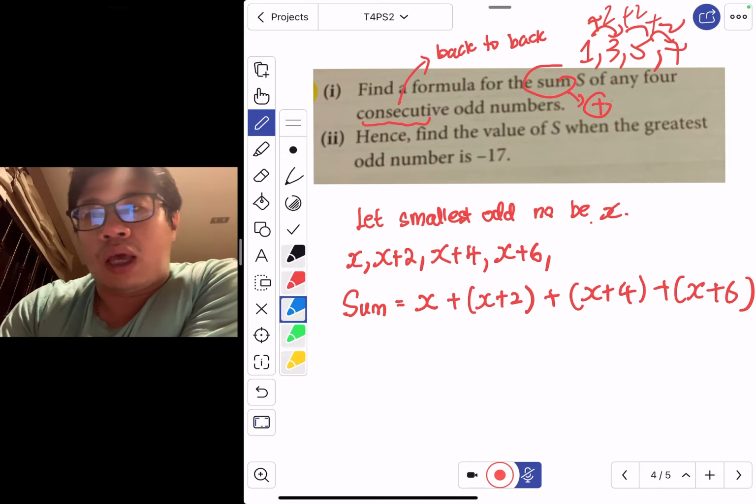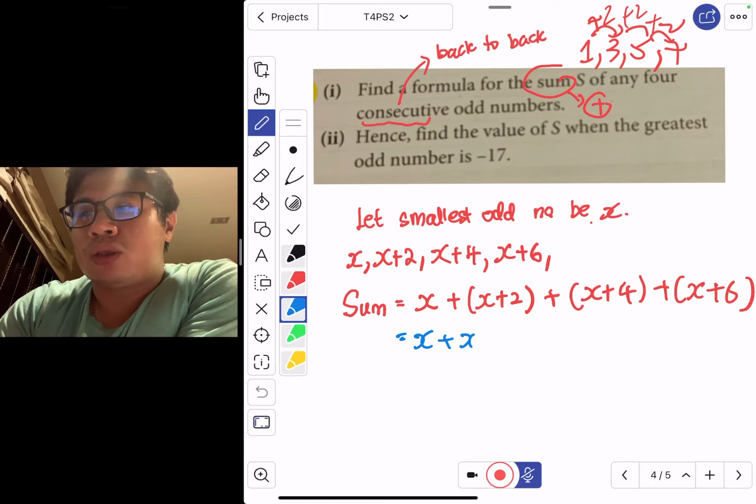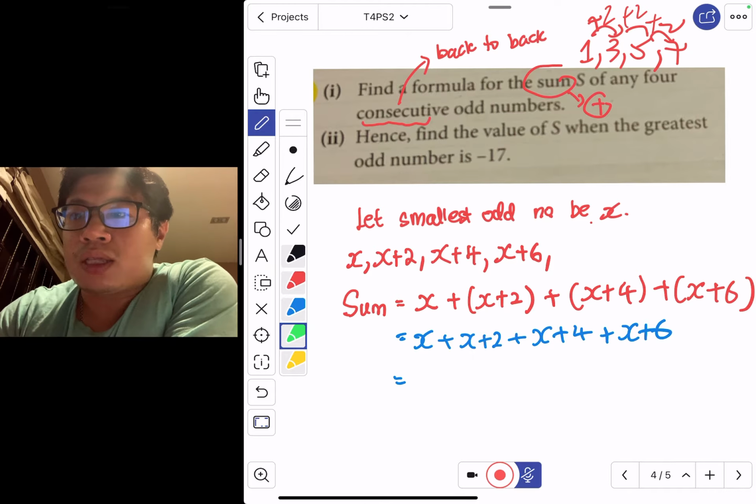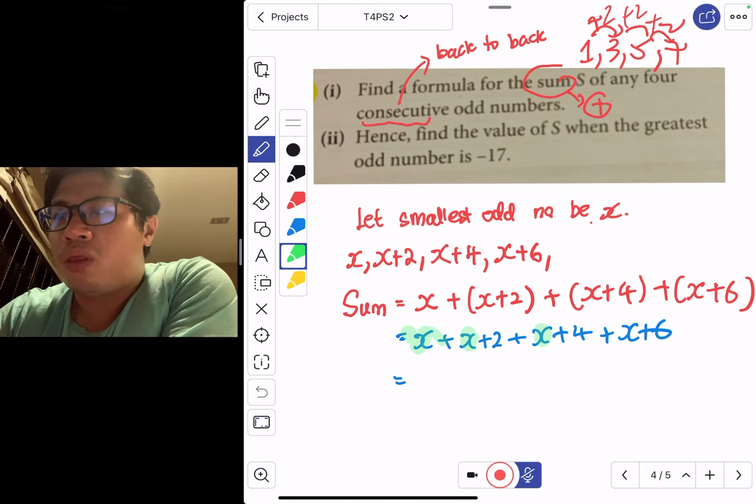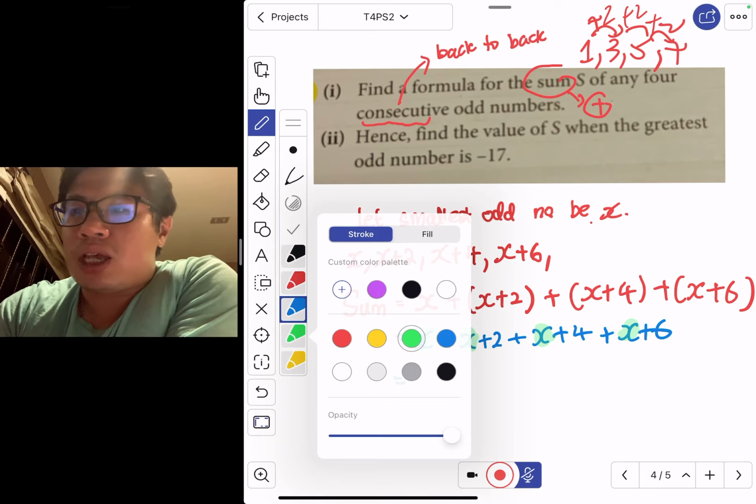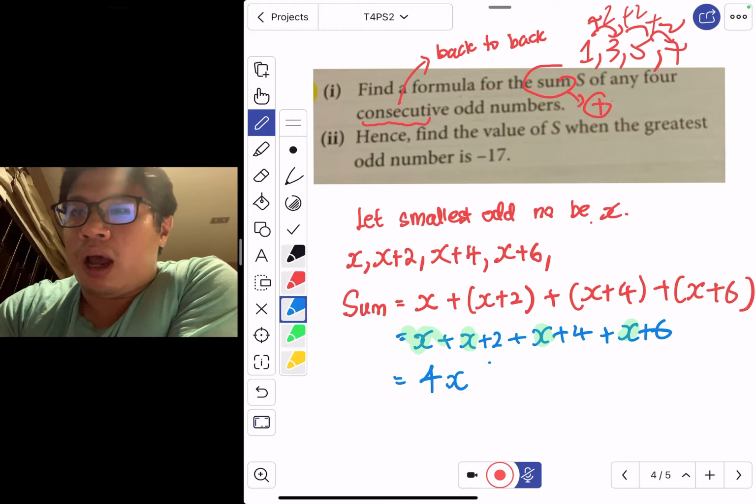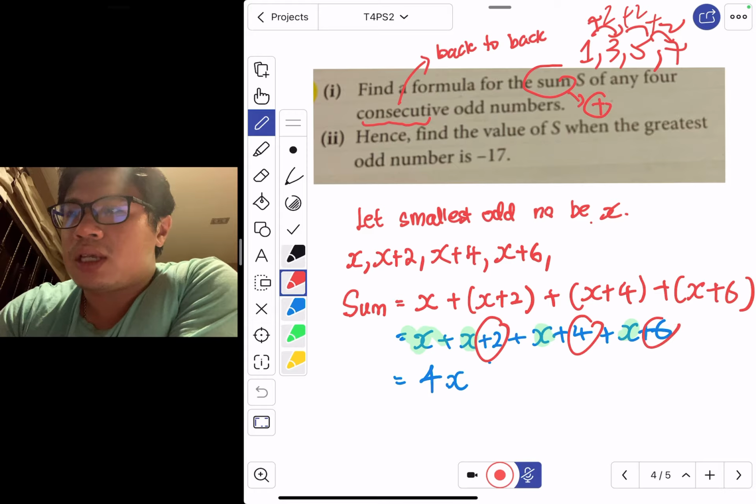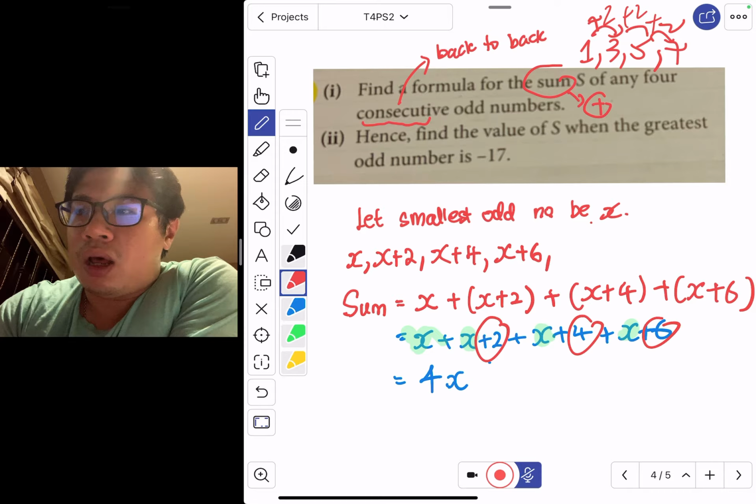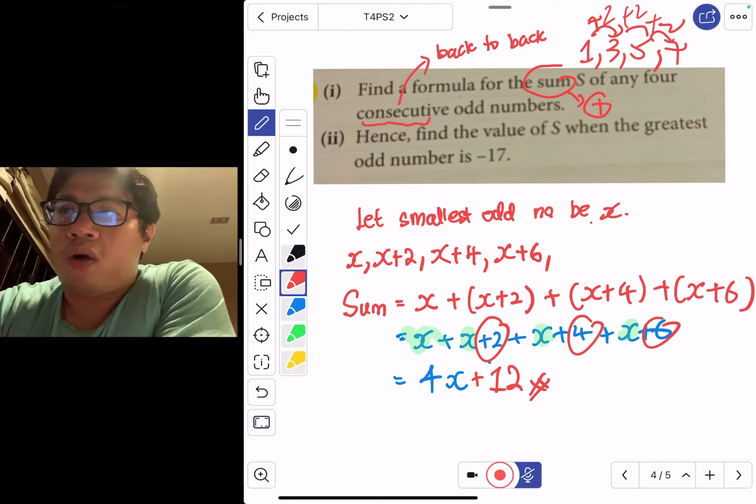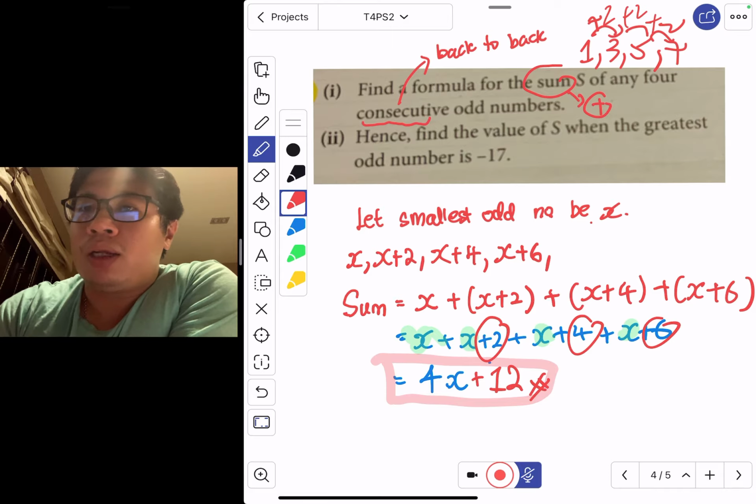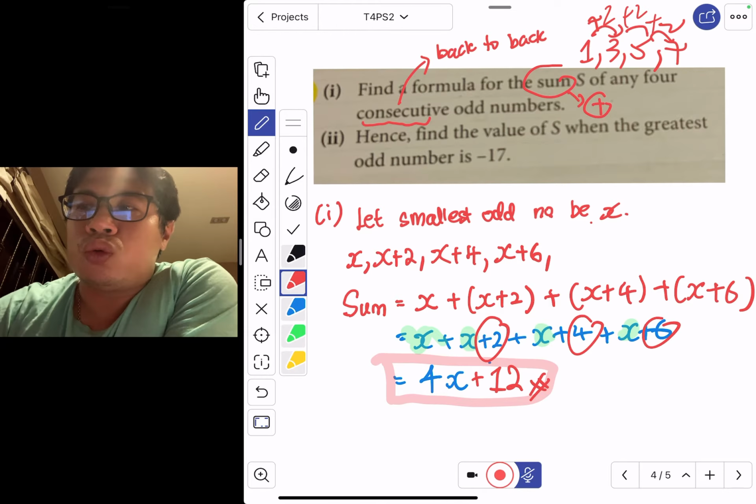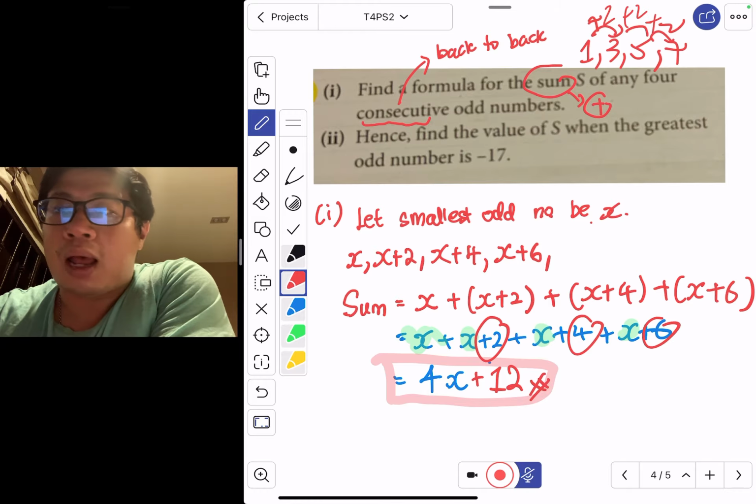Again, just remove the brackets: x plus x plus 2 plus x plus 4. I'm going very detailed, you don't have to follow step by step. Most important, you understand I have 4x here, 1, 2, 3, 4, that gives me 4x. I have other constants 2, 4, 6, and if I add this up, that gives me 12. So the formula for the sum of the 4 consecutive odd numbers, the answer for part 1, is S equals 4x plus 12.